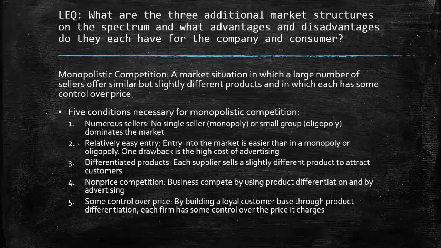So number 3, we are now at differentiated products. We talked about this a little bit in last night's video, and it applies to oligopolies and monopolistic competition. So once again, differentiated products applies to oligopolies and monopolistic competition. In perfect competition, the products are exactly the same. In monopolies, it's just that one product. So here's what differentiated products means. It's each supplier sells a slightly different product to attract customers.